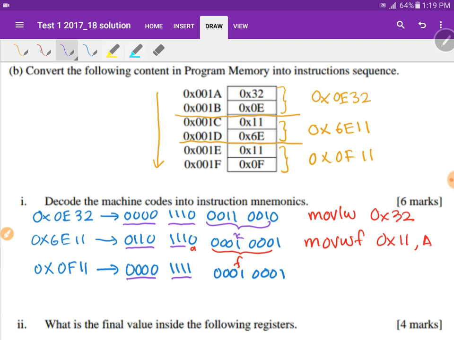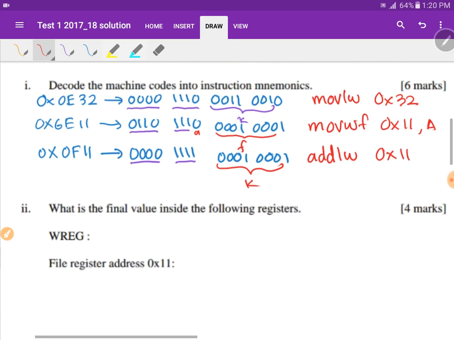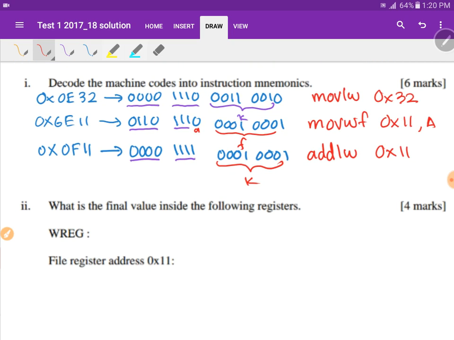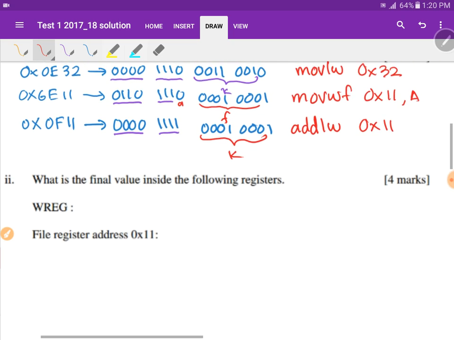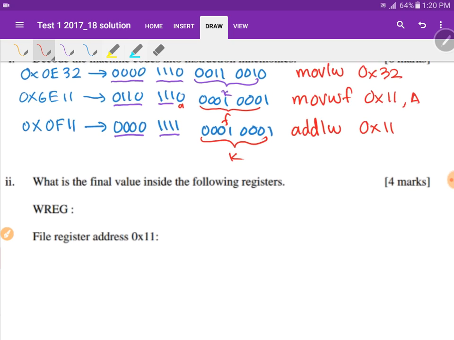So this one is add literal value to working register, K. Which means this is K, so you're going to add with hex 11. So this is how we extract the 3 instructions. The next question is, what is the final value inside the following registers, working register and file register, after you have executed all these instructions?